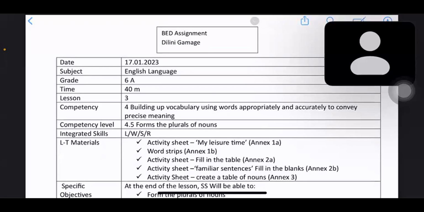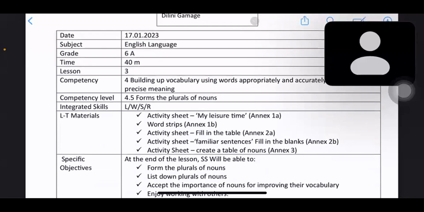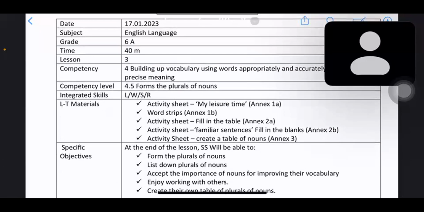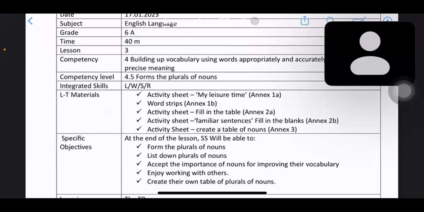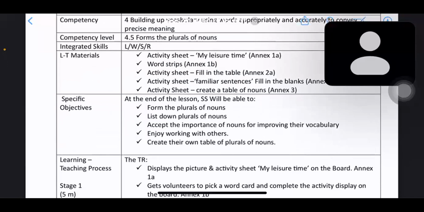Now I'm going to present my lesson plan. I chose English language, Lesson 3. The competency is number 4, building up vocabulary using words appropriately and accurately to convey precise meaning. The competency level is 4.5, forms the plurals of nouns. The learning teaching materials are activity sheet, My Leisure Time, Annex 1A, then word strips, Annex 1B, activity sheet, fill in the table, Annex 2A, activity sheet, familiar sentences, fill in the blanks, Annex 2B, activity sheet, create a table of nouns, Annex 3.